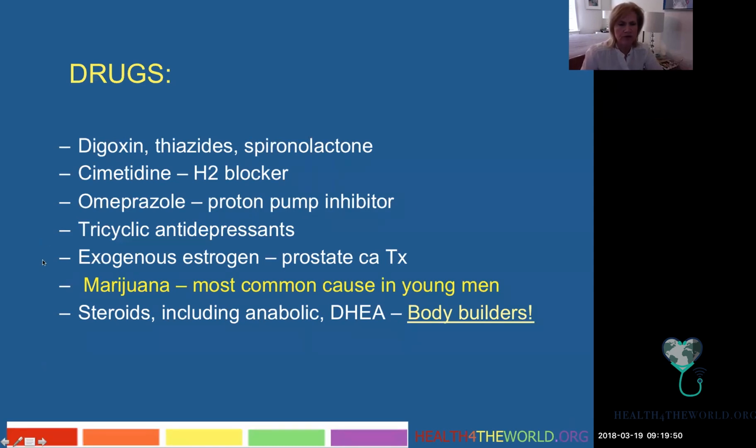One of the most potent effects we see is when exogenous estrogen is given in men treated for prostate cancer, and we see the most abundant gynecomastia in these patients. Most commonly in young women, though, the cause is marijuana. And then also in bodybuilders, we see it a little bit less than we used to because they've figured out how to counter the effects, but bodybuilders will use anabolic steroids, the DHEA, which is the dihydroepiandrosterone, which can cause gynecomastia as well.